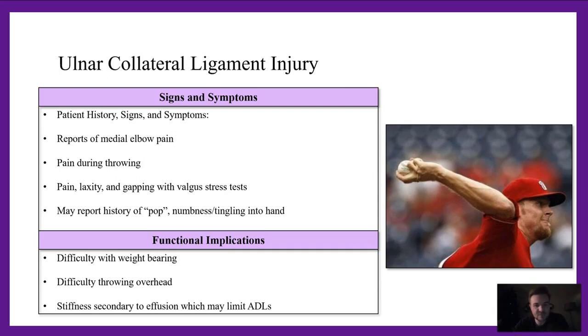And functional implications here, you have difficulty with weight bearing, typically, of course difficulty with overhead throwing, and stiffness may be secondary to joint effusion, which may limit your ADLs.